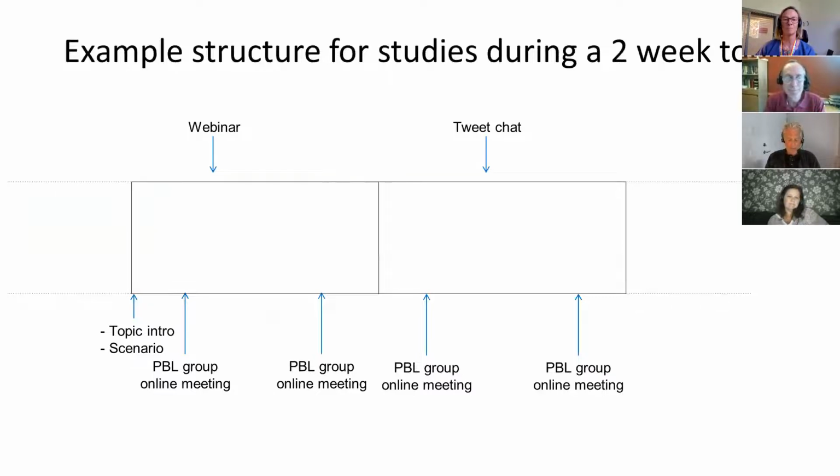PBL groups usually meet twice a week. One or two times a week is recommended, and the PBL groups are autonomous in the sense that they assign a topic leader, and they also decide on when to have the meetings for each of the weeks and topics.